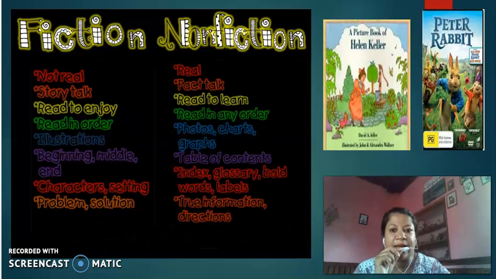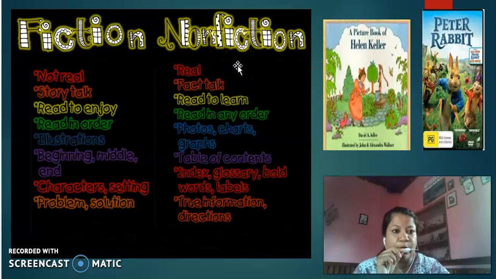Check. Illustrations. These are illustrations. They are not real pictures. Okay. Check. It has a beginning, middle, and an end. Check. We have characters, okay, which I'll be discussing later. We have a setting. We got a problem, and we also have a solution.